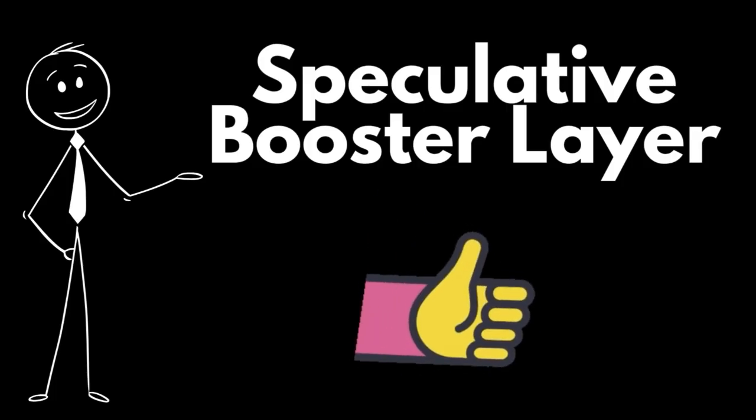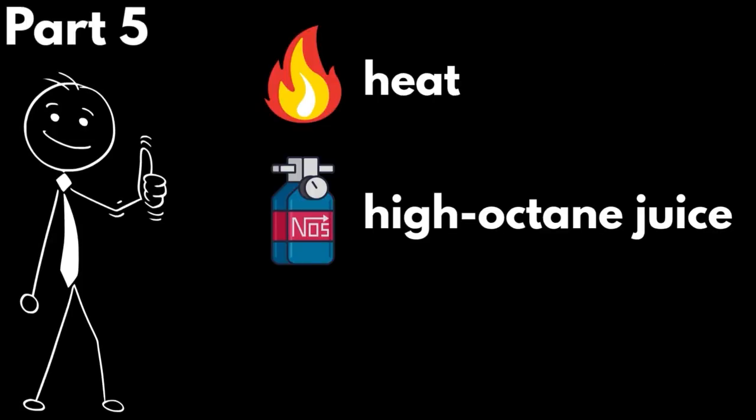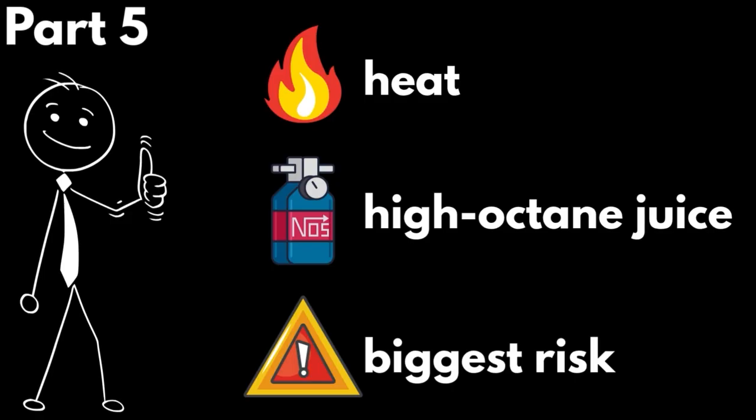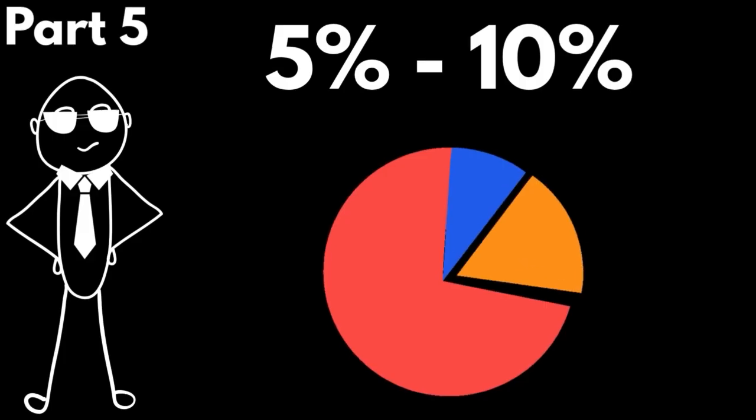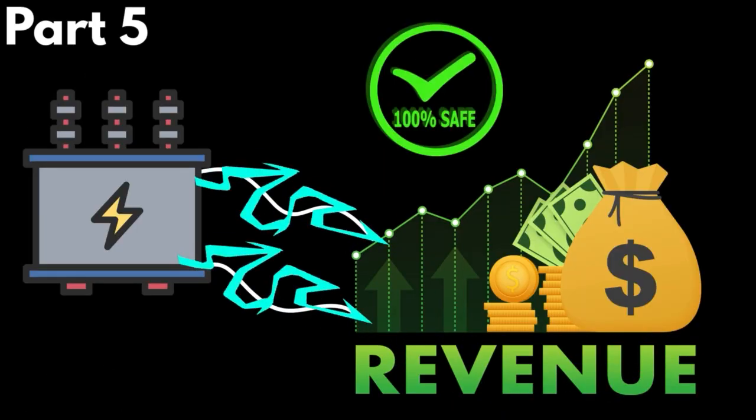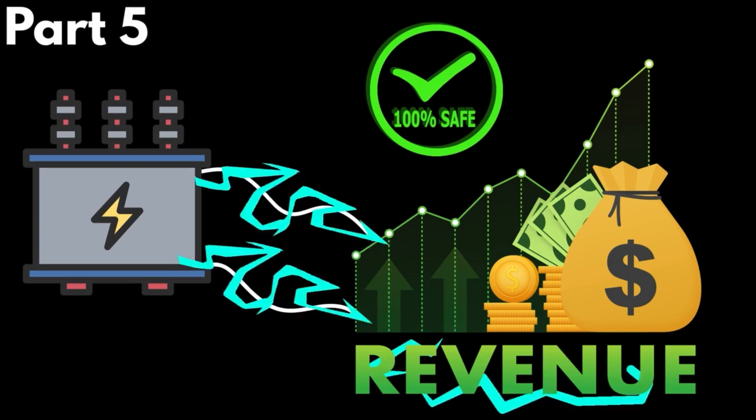And finally, the speculative booster layer. This is your heat, your high-octane juice. But it is also your biggest risk. For most investors, 5 to 10% is more than enough here. That is all you need to turbocharge your returns without blowing things up.